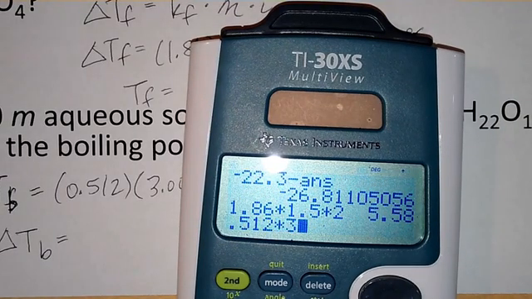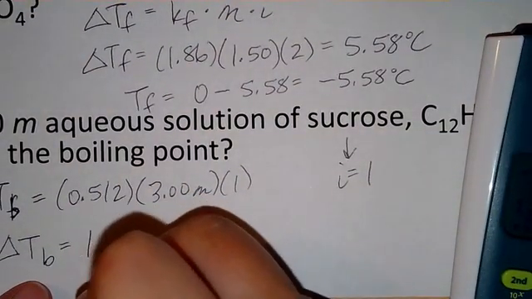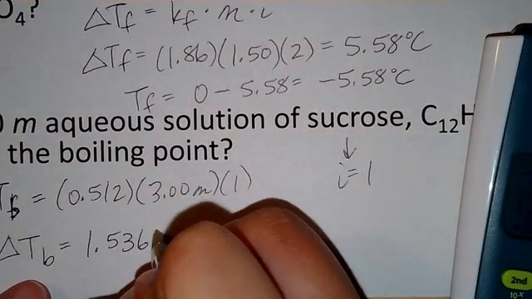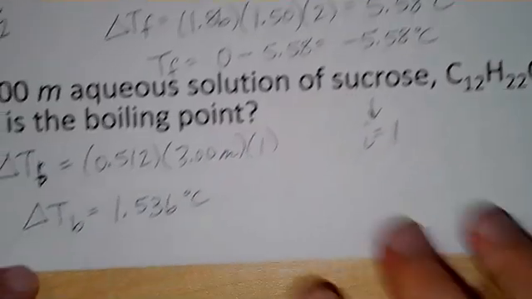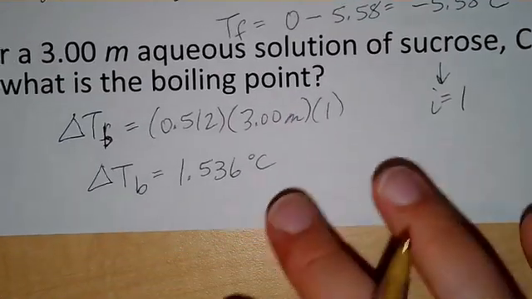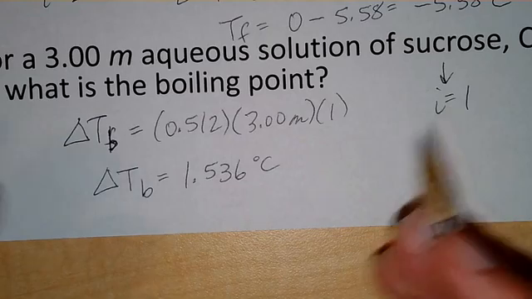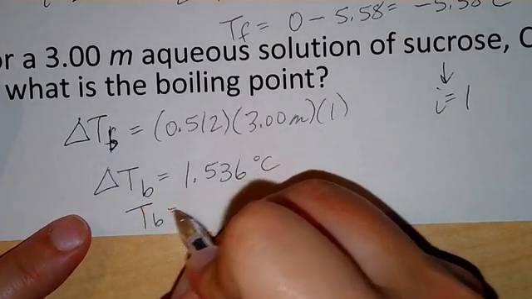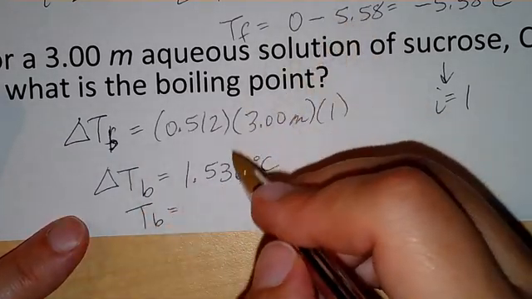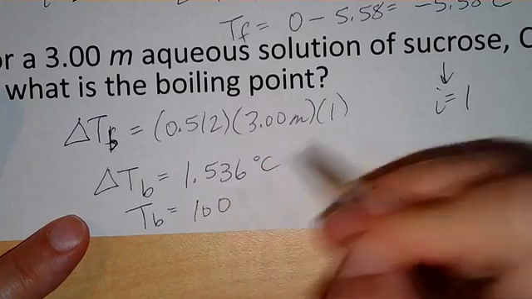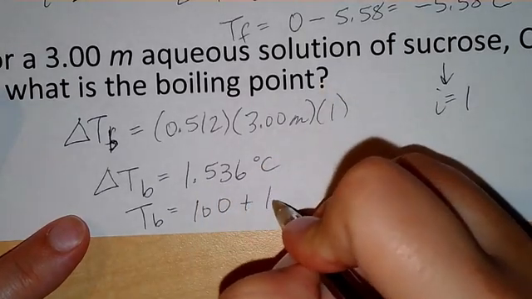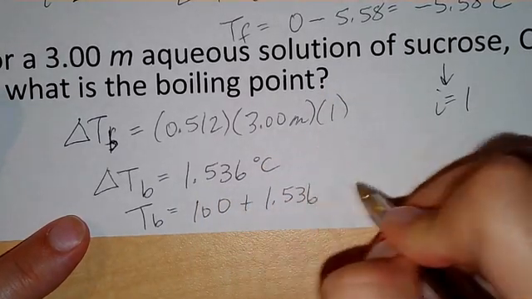If we want to know what the new boiling point is, we take the boiling point of water, which is 100, and we're going to add our 1.536. So 101.536 degrees Celsius. All right, so make sure you can identify electrolyte solution versus non-electrolyte solution.